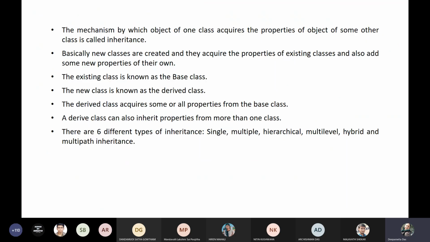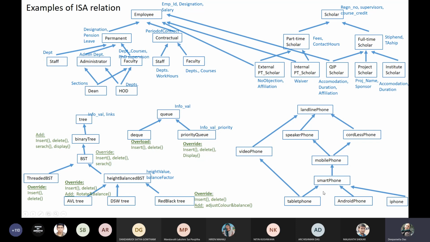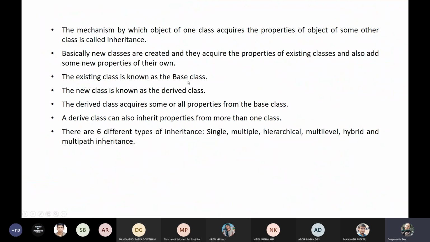Let us see how we'll be doing that. I have discussed that the mechanism by which an object of one class acquires the properties of an object of some other class is known as inheritance. Here they are acquiring the properties of some existing class, and this existing class is known as the base class. So whenever we say base class, we are talking about the existing class, and the new class that is derived from the existing class is known as the derived class. The derived class acquires some or all properties from the base class.